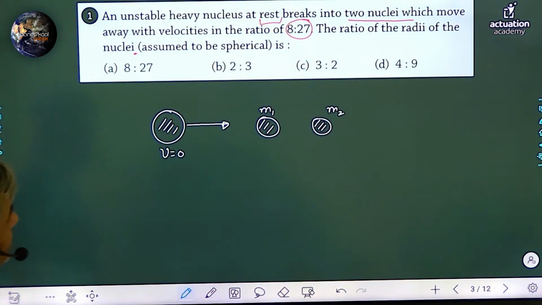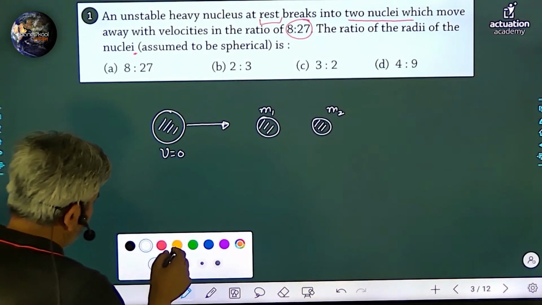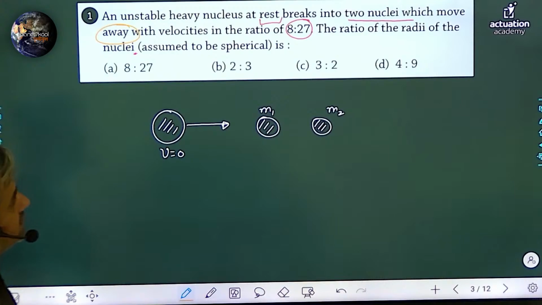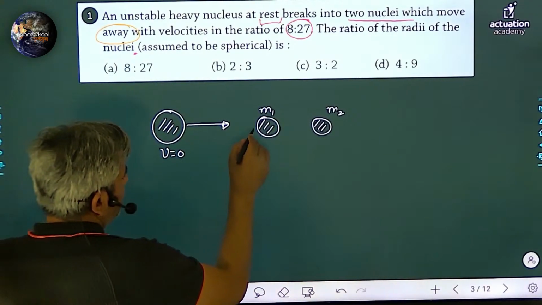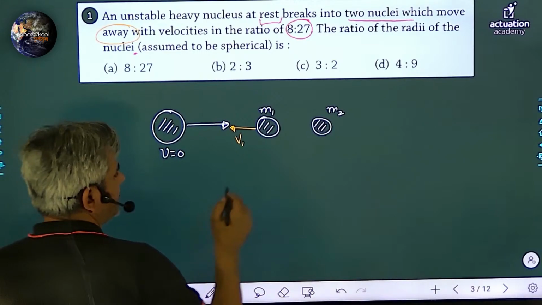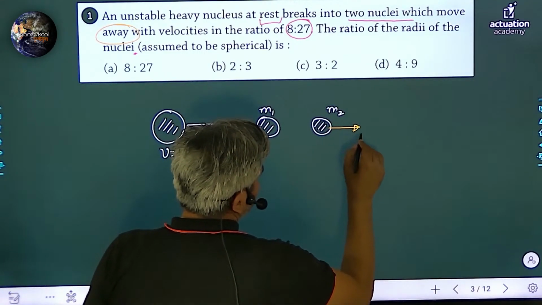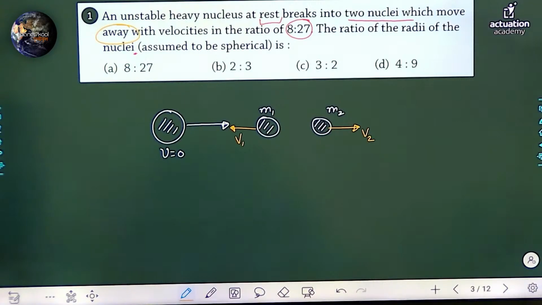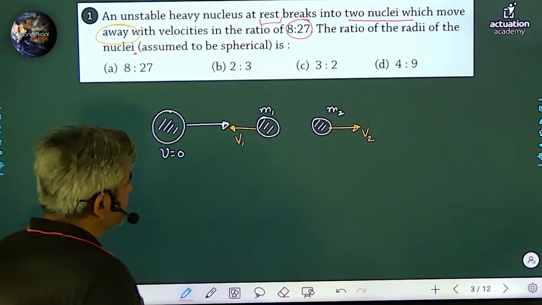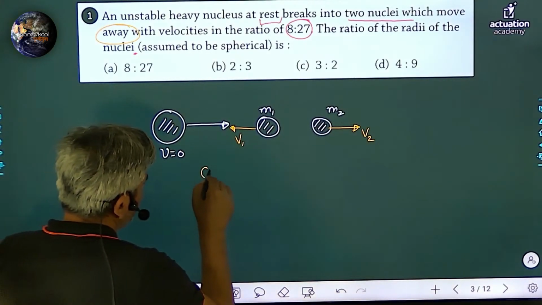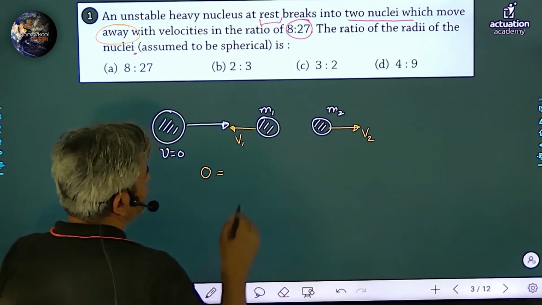Also, the question reads out that both of these nuclei are moving away. So we can easily write, let's say m1 is moving with velocity v1 on the left side and m2 moves with velocity v2 on the right side. Now we can make use of conservation of momentum. The initial momentum of this nucleus is 0, so the final momentum will also be 0.